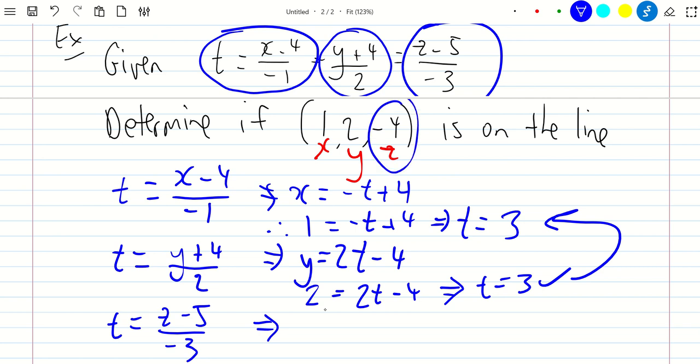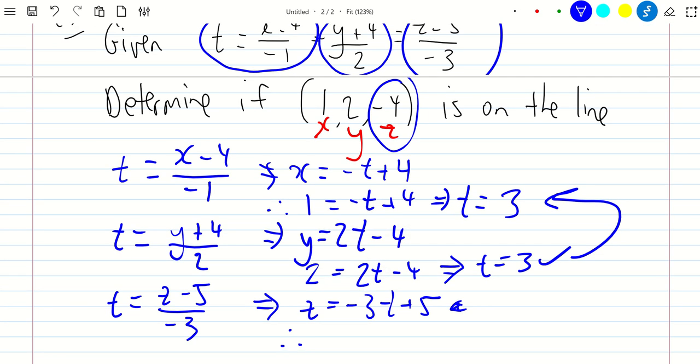Oh, sorry, I just want to rearrange first. My apologies. z equals -3t plus 5. Okay, and then I'm going to sub in -4 for z. -4 is equal to -3t plus 5. If I solve that for t, I move the +5 to the other side, so that'll be -9 on the left. -9 divided by -3 is 3. And so I get t is equal to 3.